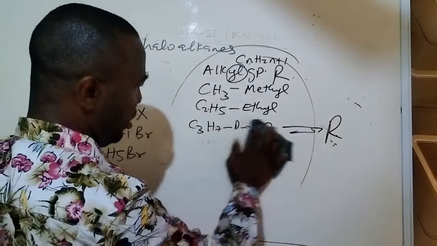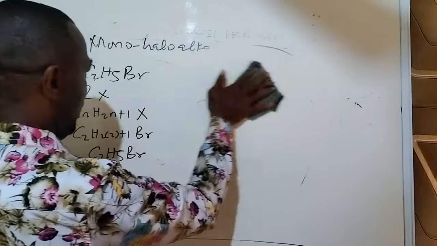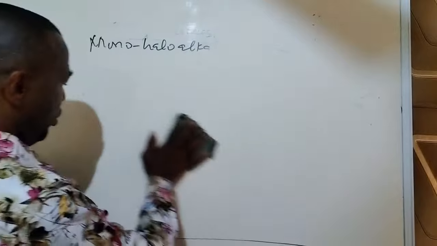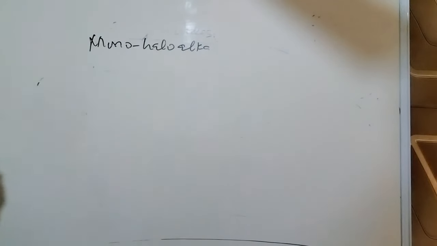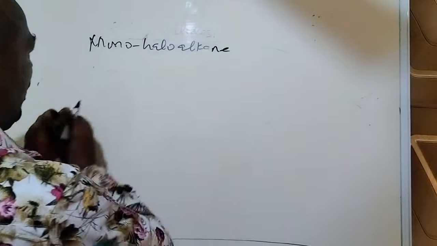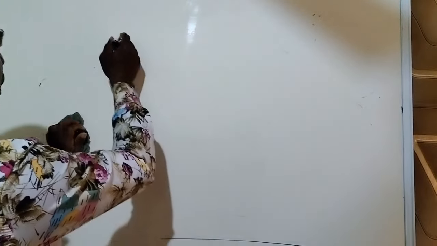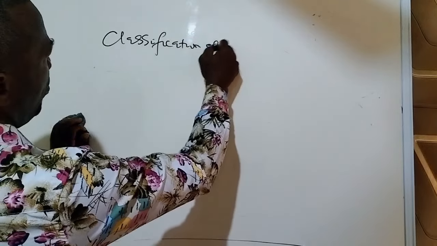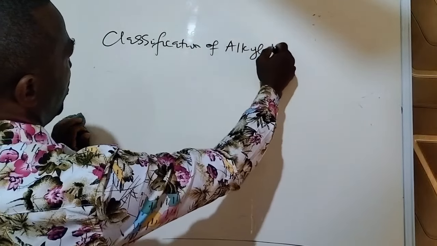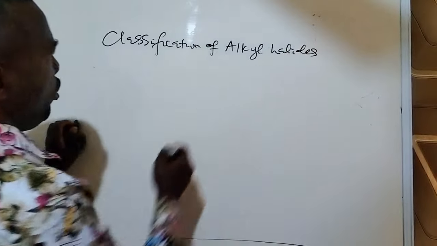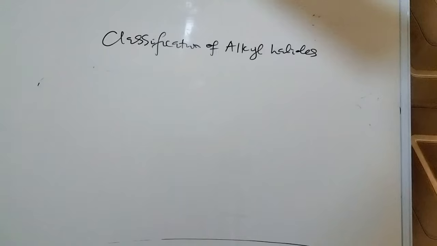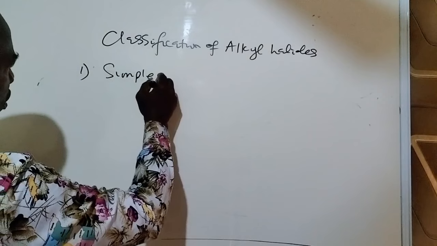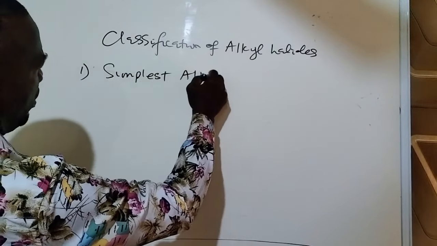Our business today is not on nomenclature, but you can still go through our video where we did nomenclature of organic compounds and still key into what we are doing. So having done that, we're now going into classification of alkyl halides. So how to classify the mono substituted alkyl halides. The first one we can call the simple alkyl halide or simplest alkyl halide.